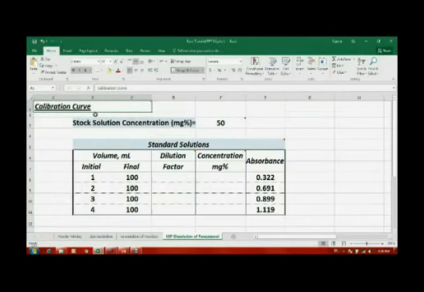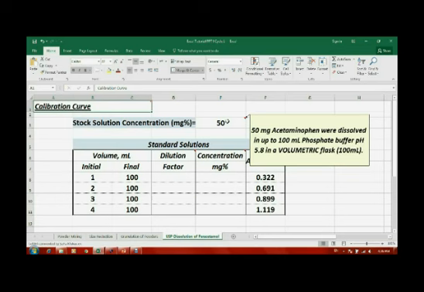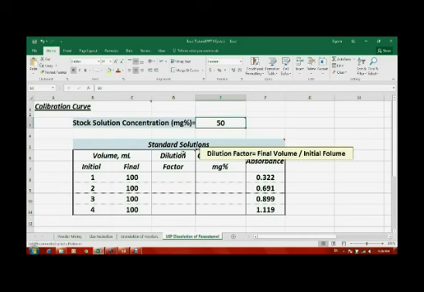How to calculate percentage dissolved? First, you will need to prepare or construct your calibration curve. Remember, the stock solution concentration was 50 mg% because 50 mg acetaminophen were dissolved in up to 100 ml phosphate buffer pH 5.8 in a volumetric flask, from which we prepared our standard solutions.